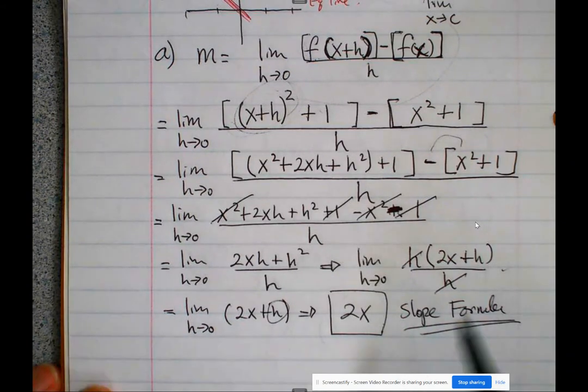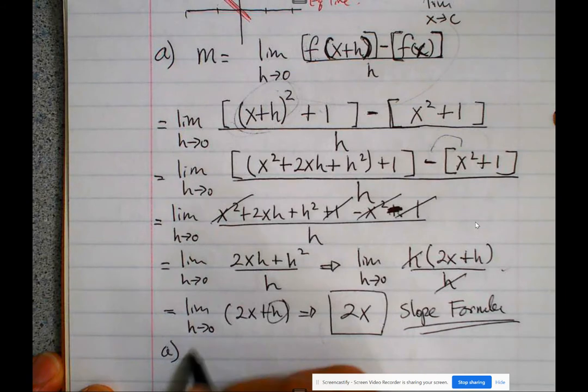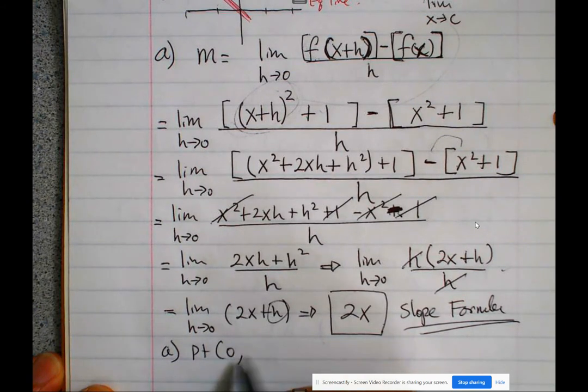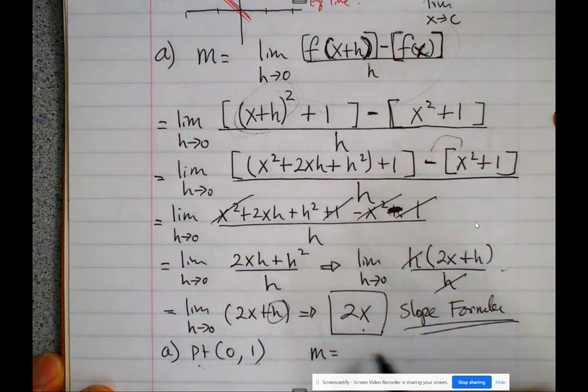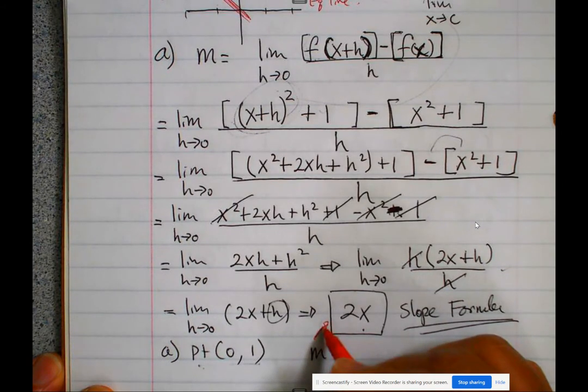So do you remember part A? We're still on part A. What point am I supposed to use? 0, 1. So do you see this? I have a point, I need to find the slope, but I need to use this one. I need to use this for the slope.